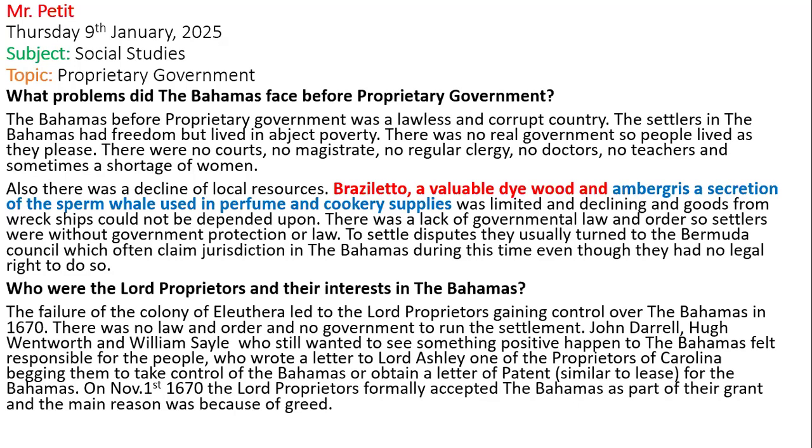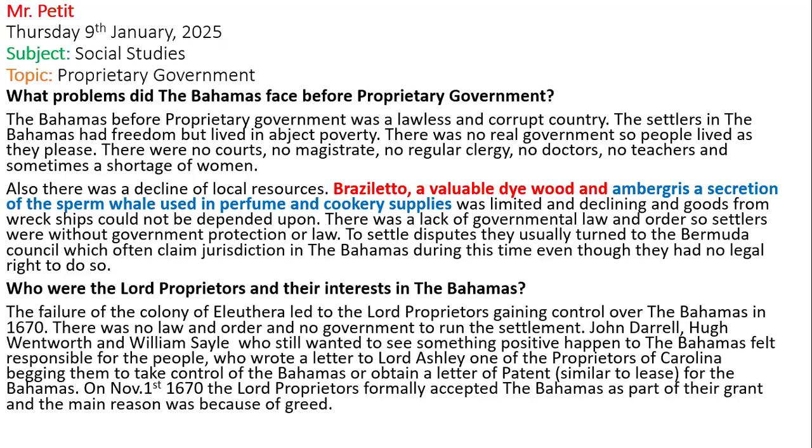So they basically, all of them had to pay a rent. You would have had to give like £200 in fine silver whenever the King of England visited the land. But the Lord proprietors never actually visited the Bahamas. None of them ever visited the Bahamas. All they did was appoint governors to rule the island for them. And that marked the beginning of proprietary government, which is basically a government under the control of the Lord proprietors.